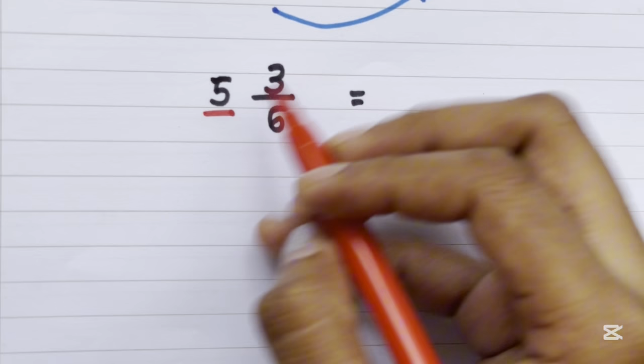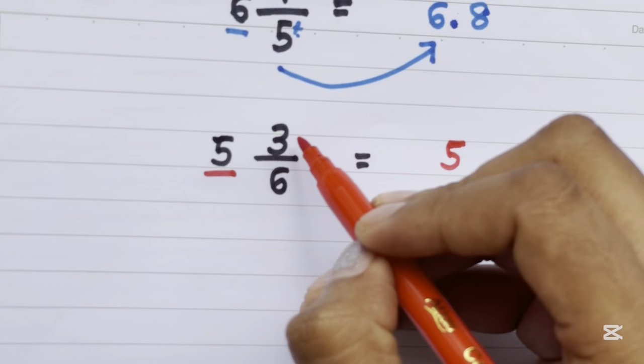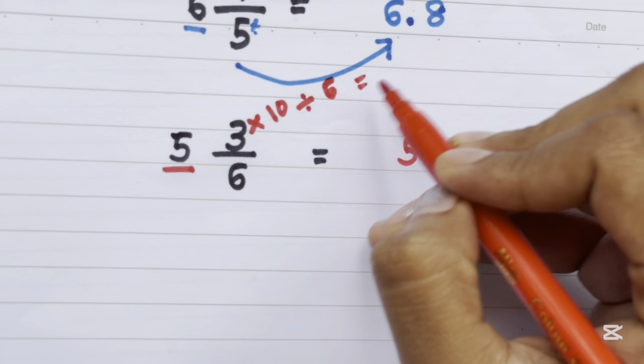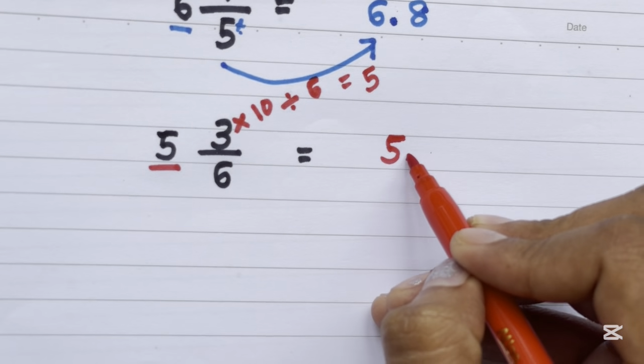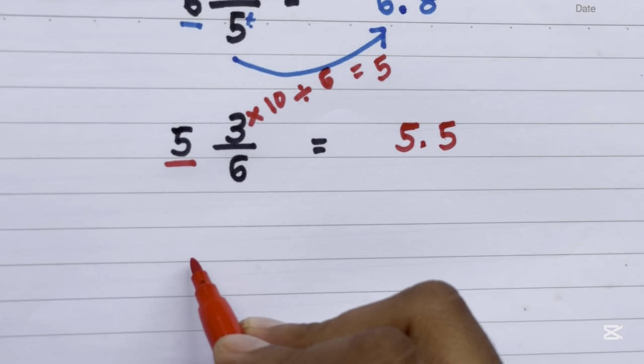Okay, now let's consider another example. 5, 6, 3. This 5 you can write the same, 5, and this 3 you can multiply by 10 and divide by 6. The answer is 5. 5.5 is the answer of this fraction.